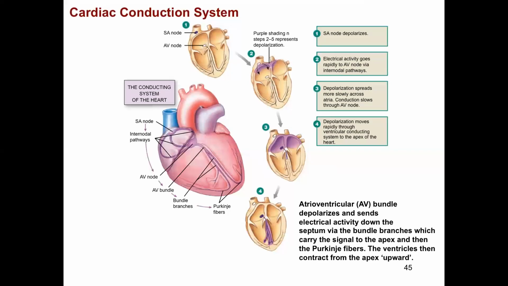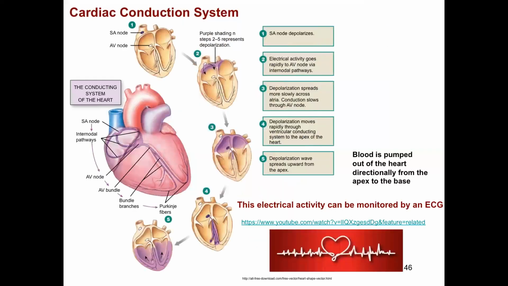So what does that include? Well, it includes our AV bundle, our bundle branches, Purkinje fibers, okay? And then it's going to move up from the apex toward the base, and you're going to have the depolarization wave going upward from the apex, and that's going to push the blood out, okay? So hopefully that makes sense to you.